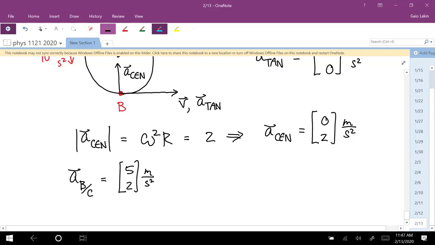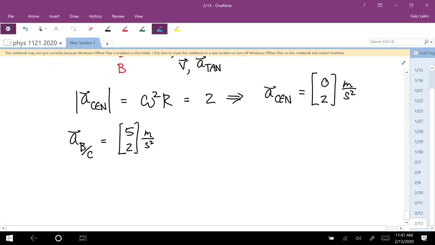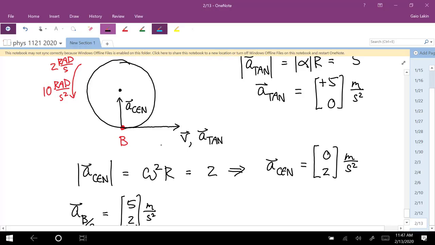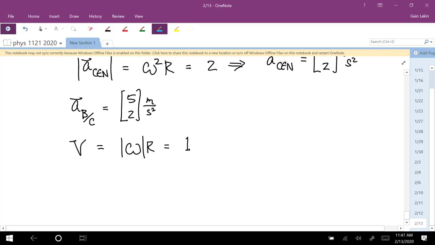And let's figure out the velocity vector too. The magnitude of the velocity is the absolute value of omega times r. So that's 2 times 1/2, so 1. And the velocity is in the positive x direction. So the velocity vector of B relative to C is 1, 0.